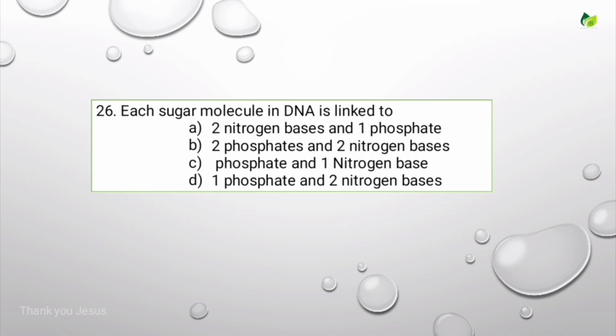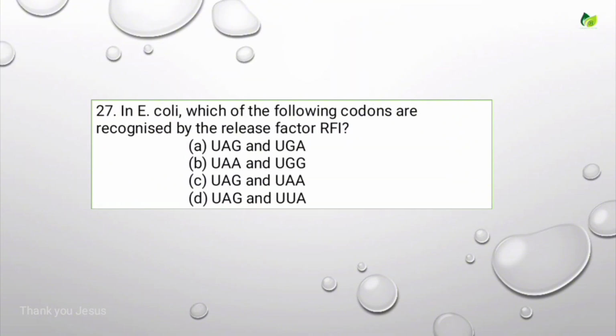Each sugar molecule in DNA is linked to. Options are 2 nitrogen bases and 1 phosphate, 2 phosphates and 2 nitrogen bases, 1 phosphate and 1 nitrogen base, 1 phosphate and 2 nitrogen bases. For this, the correct answer is 1 phosphate and 1 nitrogen base. Let's see the next question.